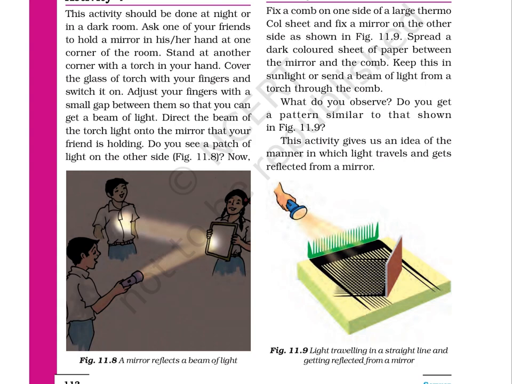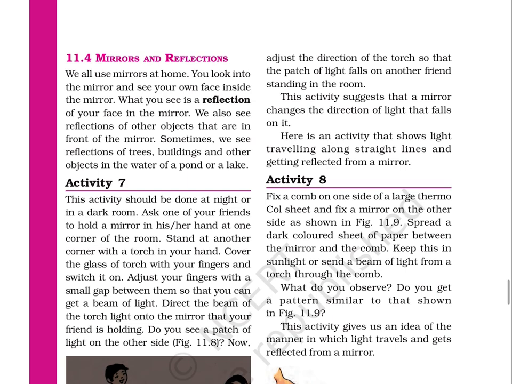Figure 11.8. Now, adjust the direction of the torch so that the patch of light falls on another friend standing in the room. This activity suggests that a mirror changes the direction of light that falls on it. Here is an activity that shows light traveling along straight lines and getting reflected from a mirror. Activity 8. Fix a comb on one side of a large thermocol sheet and fix a mirror on the other side as shown in figure 11.9.